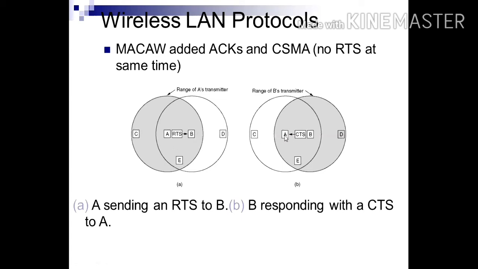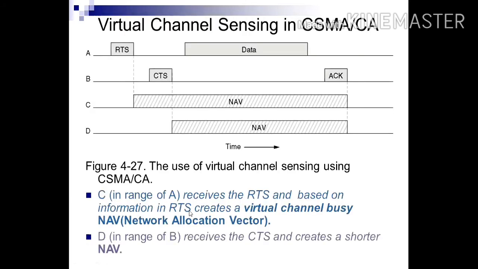Similarly, when A gets the CTS, the clear to send signal, from B, D is in the area of B, so D will come to know that something is going on in the network and it should stop sending any data. So D and E won't send any data, as D and E are in the range of B. So A, B, C, D and E all will come to know that A and B are talking to each other. We need to stop for some time, and that's why there is collision avoidance.